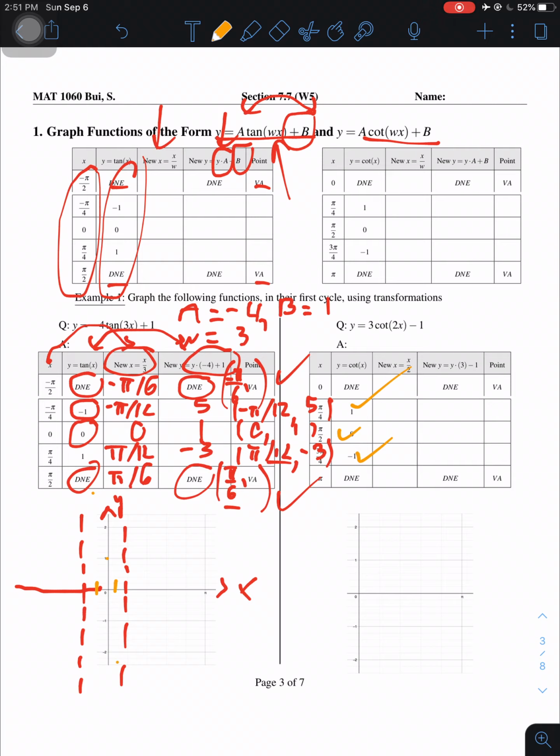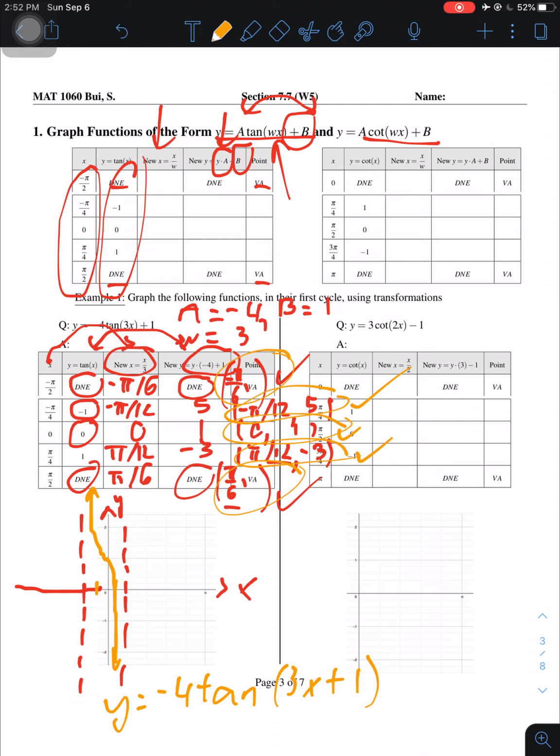Okay, so last step, we're gonna connect all the points together, and then voila, this is the function y equals -4 tangent of 3x plus 1. Okay, I'm running out of space in here, but make sure in the test you label each of these. Okay, like you have to label them all out.